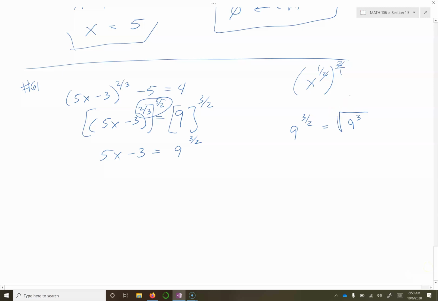But that's where those two numbers go. So now, let's do this. I could split this into this. The square root of 9 squared times the square root of 9. And that becomes easier, right? Because the square root of 9 squared is 9. And then square root of 9 is 3. So 9 raised to the 3/2 power is 27. So I have 5x minus 3 equals 27. So then 5x equals 30. So then x equals 6. Okay. Any questions on that one?